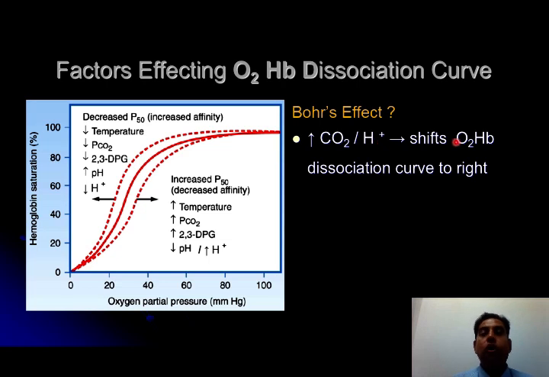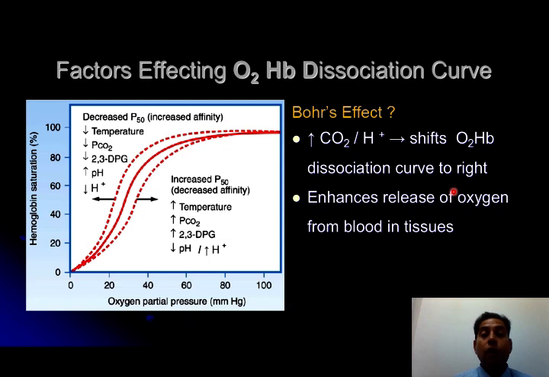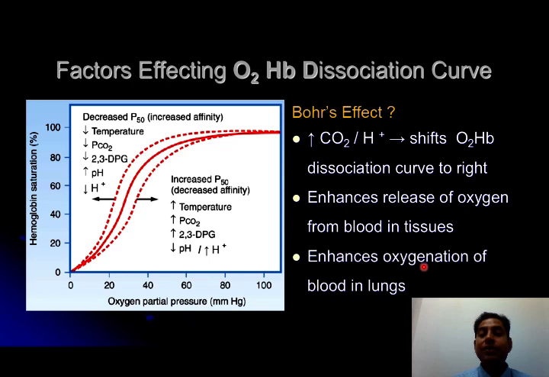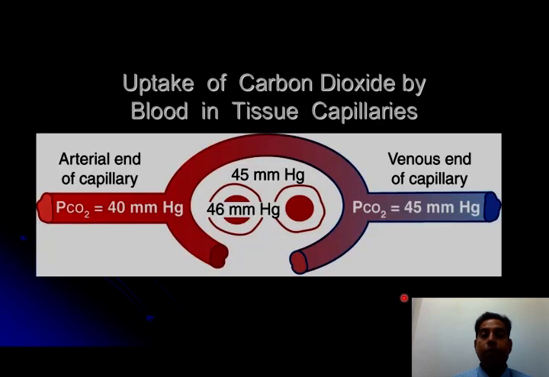So this shifts the oxygen dissociation curve to the right. This is the Bohr effect. What it does is it enhances the release of oxygen from the blood into the tissues, which I have already shown you. So it enhances the oxygenation of blood in the lungs, and it enhances the release of oxygen from the blood into the tissue as well.